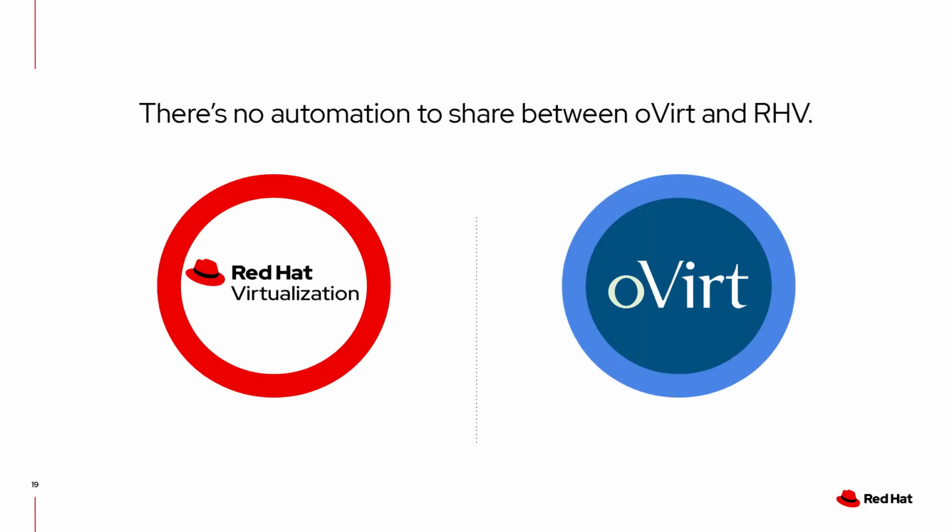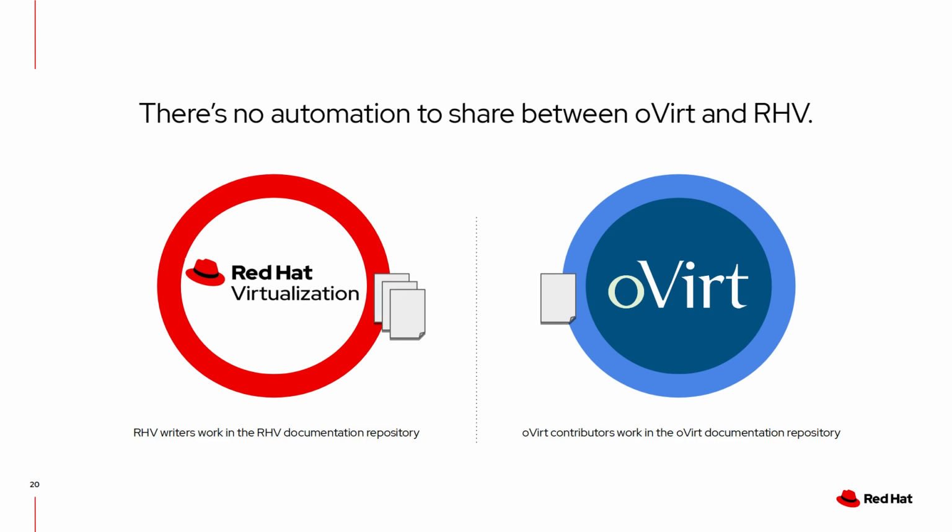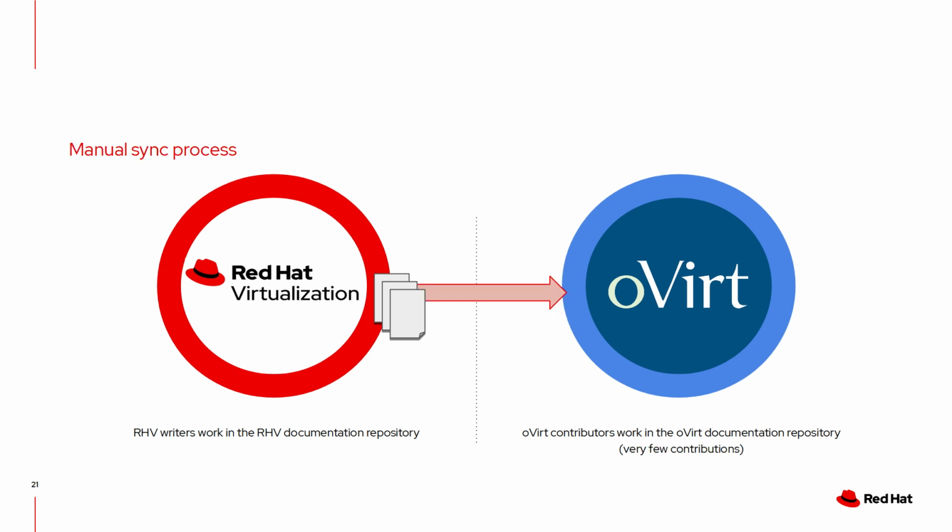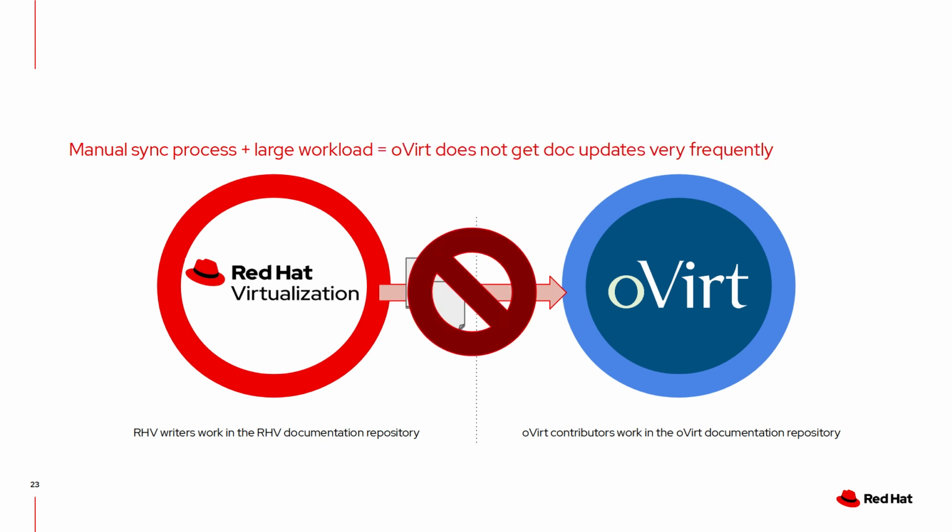There's no automation to share between oVirt and Rev. Rev writers work in the Rev documentation repository. oVirt contributors work in the oVirt documentation repository. And there's a manual sync process, and this is what it looks like. So we have a manual sync process, plus a large workload for the writers, meaning that we've got a lot to do, and we don't get to manually sync stuff. And that means that oVirt does not get doc updates very often.